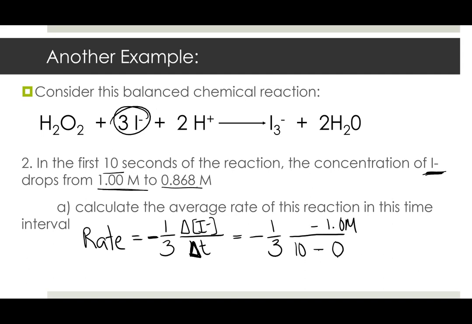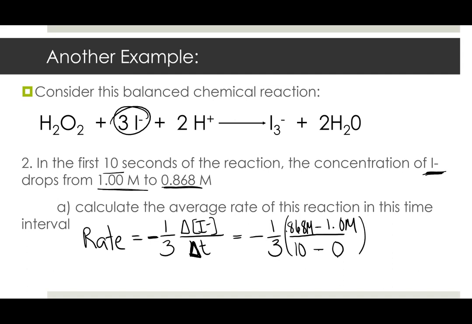And the final was after 10 seconds. So it was at 1 mole. We let 10 seconds go by. We dipped our measuring stick in. And at that final time, after 10 seconds, we measured 0.868. Okay. So that's how we would calculate this average reaction rate.